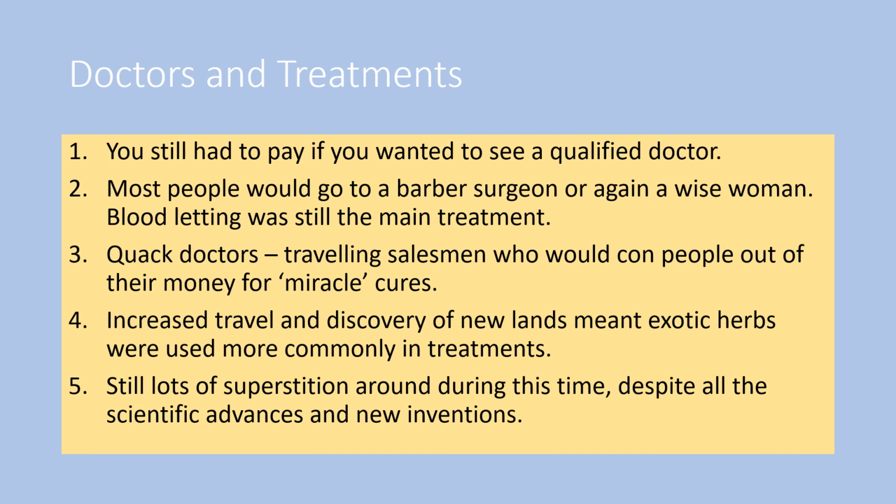We have still got loads and loads of superstition around at this time. Still this belief in the evil planets aligning to cause illness, especially when the Great Plague came along. Despite all the scientific advancements and new inventions that were helping us understand our world and our solar system better, we still have a lot of this superstition that was going on. And that is the last thing we're going to say about that.